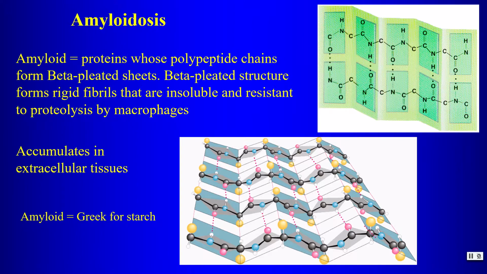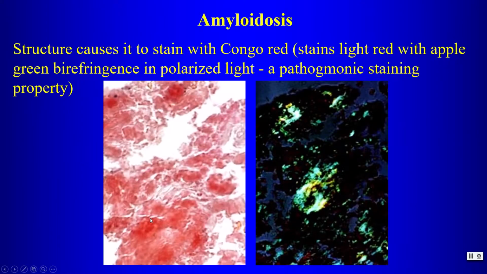So what happens with amyloid, this is a protein that forms polypeptide chains, forming a beta-pleated sheet. That beta-pleated structure makes it resistant to proteolysis from macrophages. Hence, this amyloid can accumulate throughout the body, and there are forms of this disease where it can accumulate within the lungs and the airways.